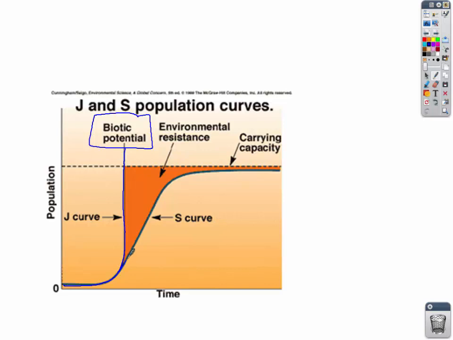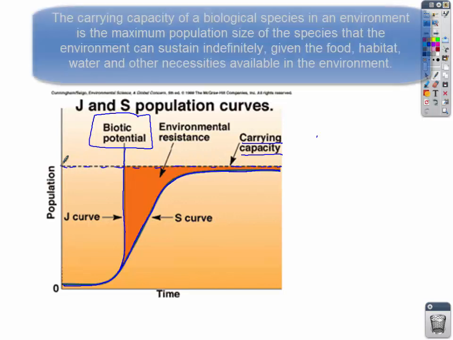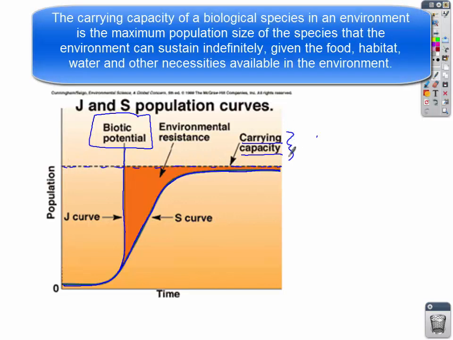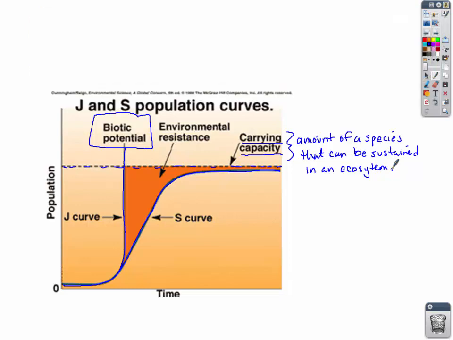So you'll have exponential growth, growth that doubles over time, but at some point you're going to have this leveling off of a population. That leveling off is going to happen when you reach something called the carrying capacity, and that's represented by this line here. The carrying capacity is the amount of a species that can be sustained in an ecosystem.